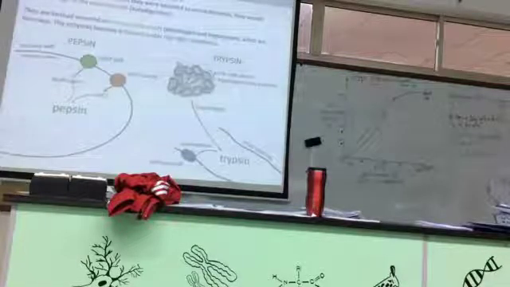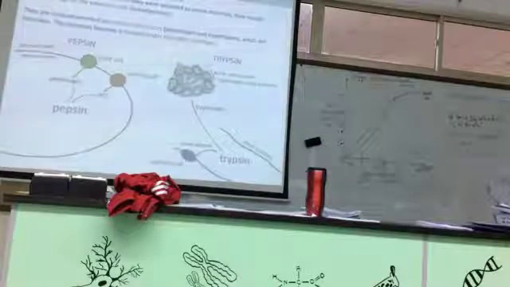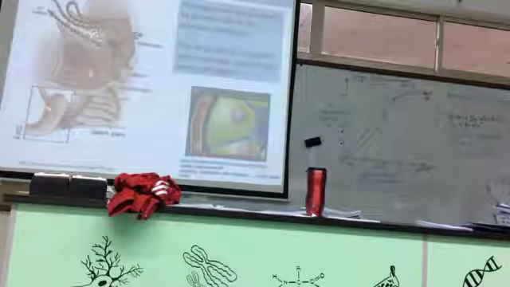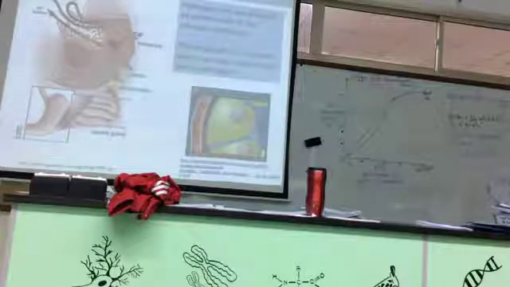Okay, ready. Next thing. So that's one of the types of cells of the gastric pit. Let's look at another one. This is our parietal cell. Parietal cell produces hydrochloric acid, right? HCl. So how does this happen?